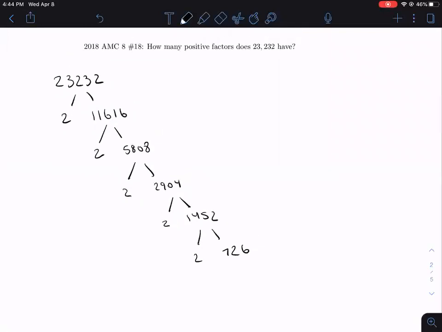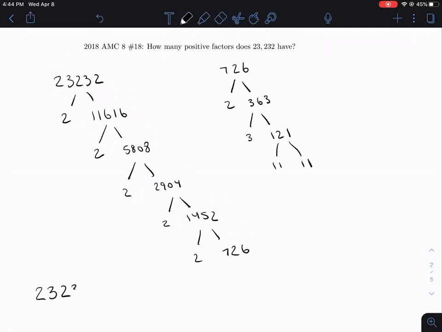Let's put this up here so we don't run out of room. So 726, we divide again until we run out of 2's. Now we divide by 3. This is 3 times 121. Using the divisibility rules, you can recognize that this is divisible by 11, or you just remember that this is actually 11 squared. So this is 11 times 11.